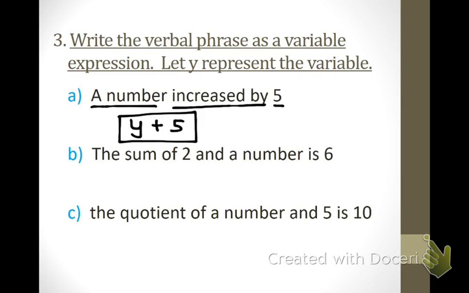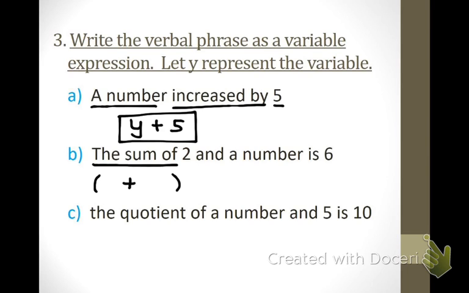The sum of 2 and a number is 6. Do you see any parenthesis words or turnaround words? The sum of. So let's go ahead and underline that. That means I need to put parentheses. And what sign goes with the sum of? Plus. Addend, sum, that means you have to add it in there.